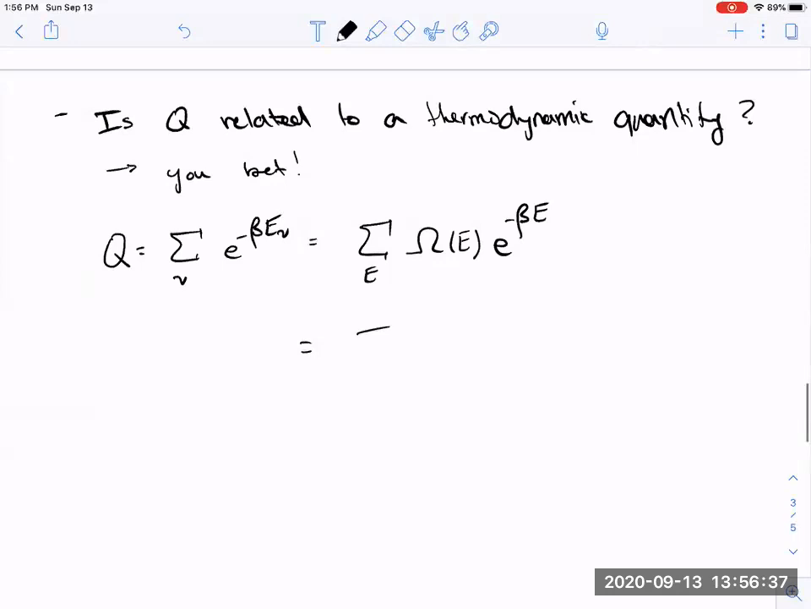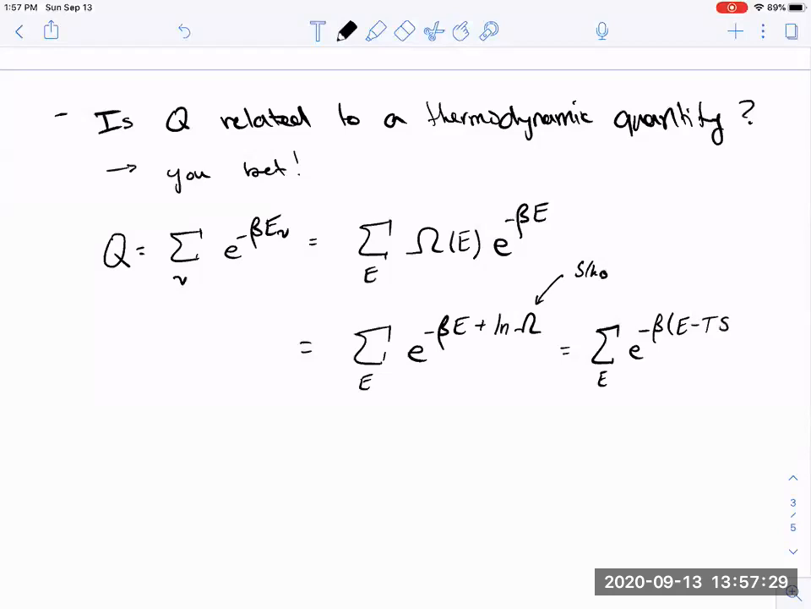I can rewrite it a little further. I could sum over those energies, and now utilizing the properties of logarithms and exponentials, I could put that omega in the argument of the exponential by taking its log. So I can write this as e to the minus beta, the energy, plus the log of omega. Now the log of omega, we know, is related to a thermodynamic quantity. Log of omega is just the entropy divided by Boltzmann's constant. So if we make that identification, we have now a sum over the energy, e to the minus, let's pull beta out, I'm left with the energy minus T times the entropy, again, at a fixed energy.